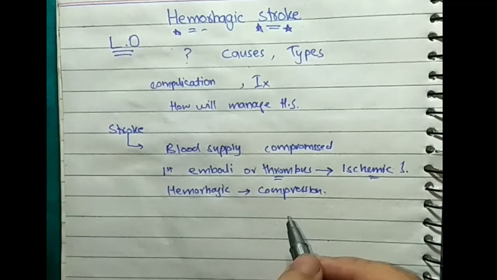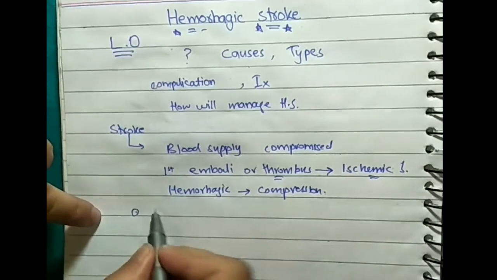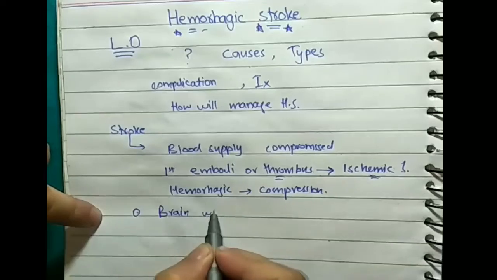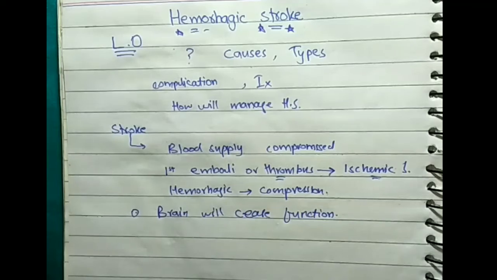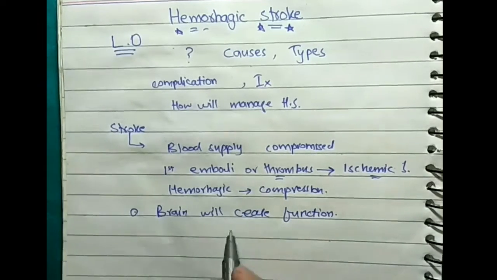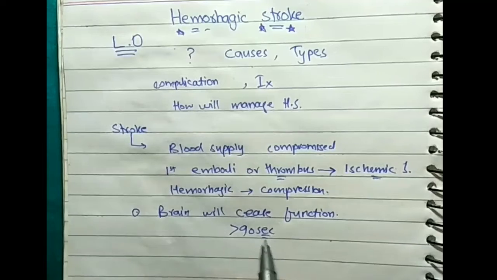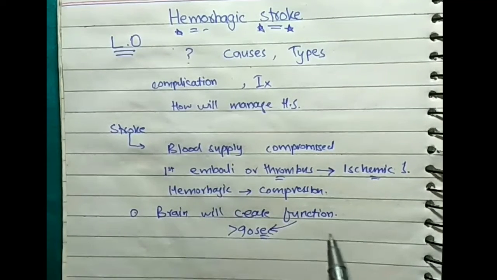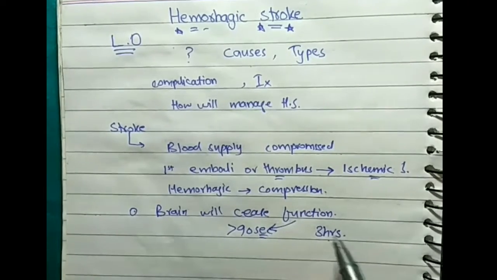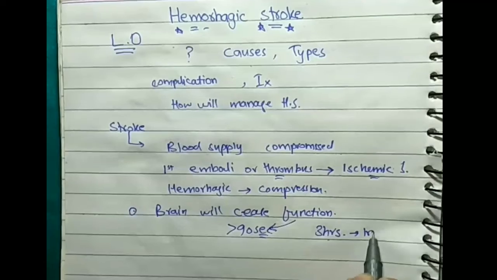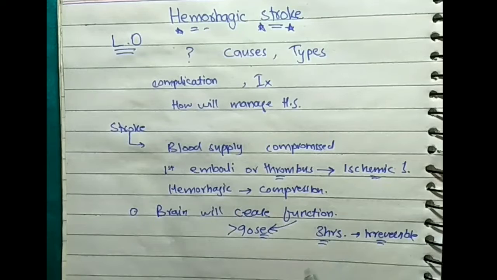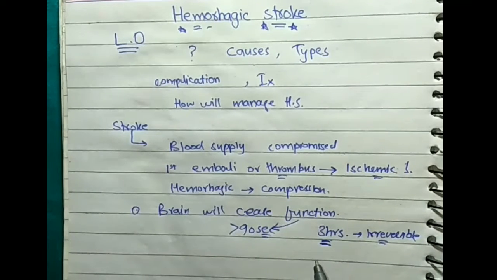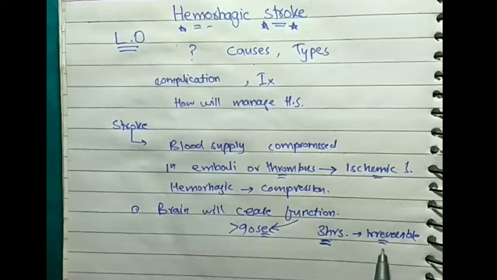Now, the brain will cease its function when there is deprivation of blood supply or oxygen supply for approximately 60 to 90 seconds. After approximately 3 hours there will be irreversible injury. So before 3 hours the blood supply should be established, otherwise there will be irreversible injury.